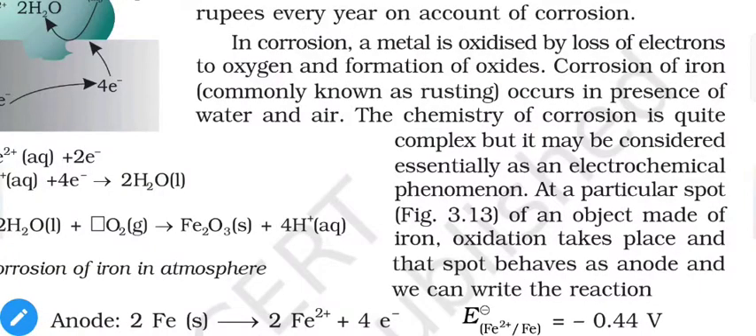In corrosion, metal is oxidized by loss of electrons to oxygen and formation of oxide. Corrosion of iron, commonly known as rusting, occurs in the presence of water and air. So these two are very important for the oxidation reaction of iron, which is the production of rust. The chemistry of corrosion is very complex, but it may be considered essentially as an electrochemical phenomenon. At a particular spot, as shown in figure 3.13, of an object made of iron, oxidation takes place and that spot behaves as anode, and we can write the reaction as follows.